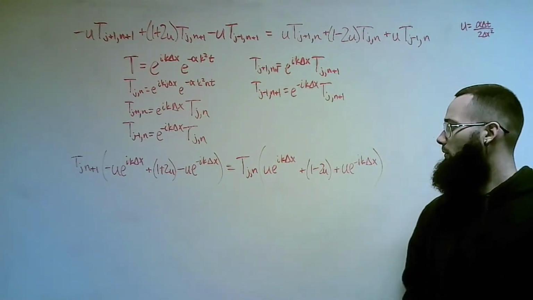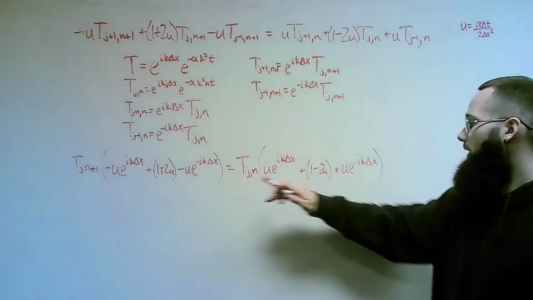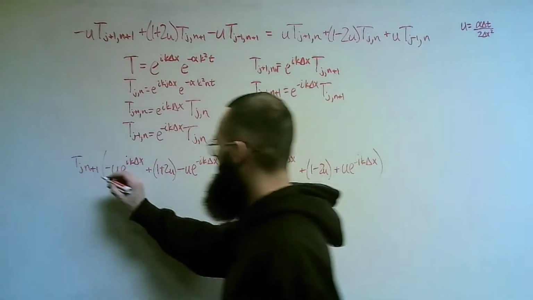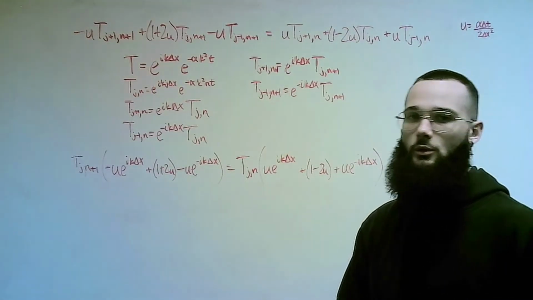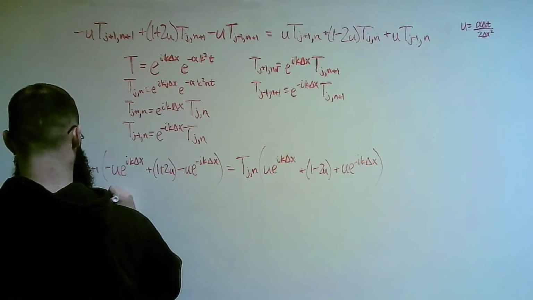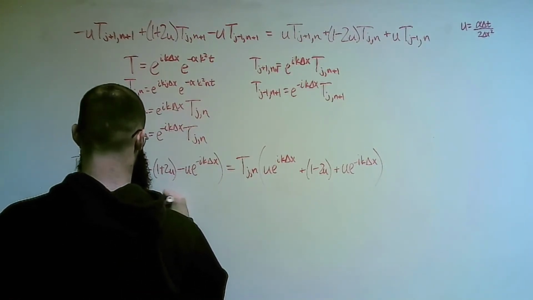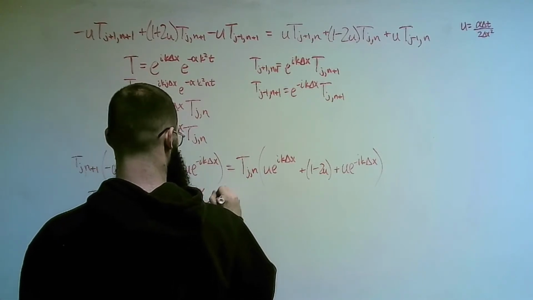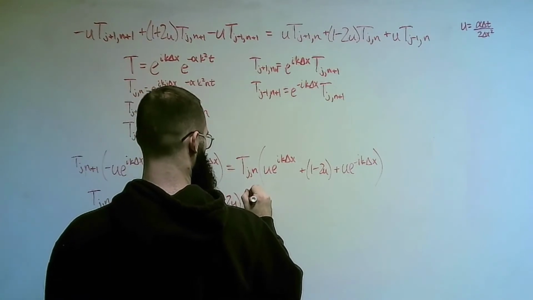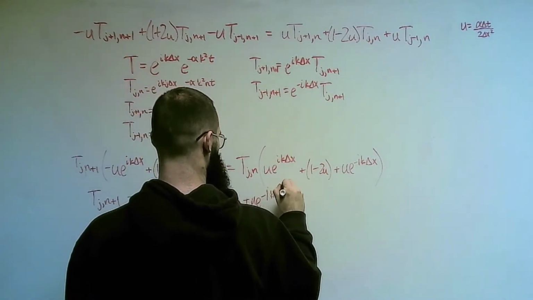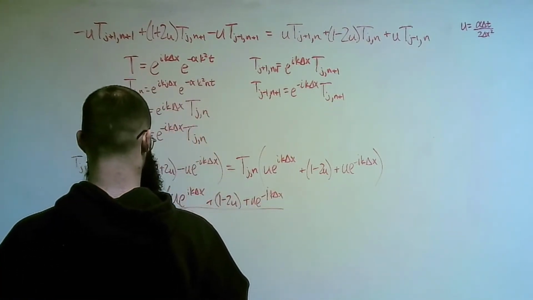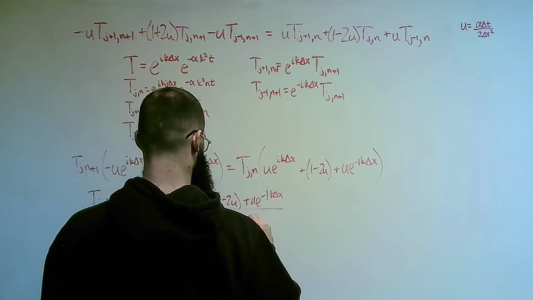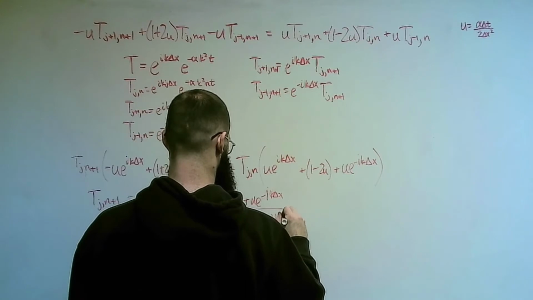So now that we have these factored out, we want to get the u, e, i, k, Δx values all on one side. And so we're going to have that on the opposite side of the n plus 1 because that's what we want to check. This is going to give us T_j^{n+1} equal to T_j^n times u e^(i k Δx) plus 1 minus 2u plus u e^(-i k Δx), all over negative u e^(i k Δx) plus 1 plus 2u minus u e^(-i k Δx).